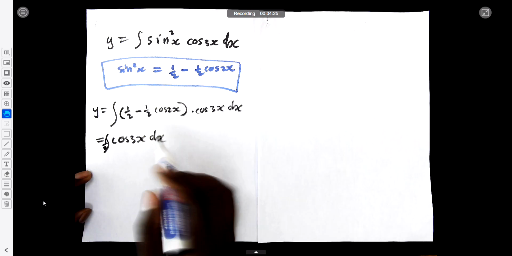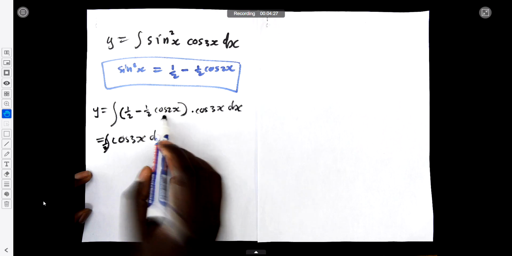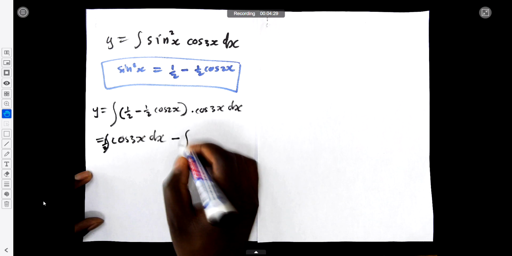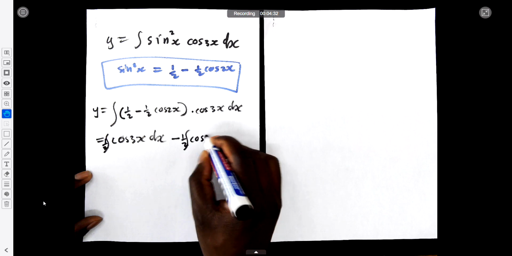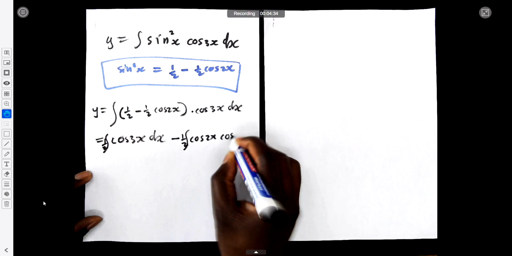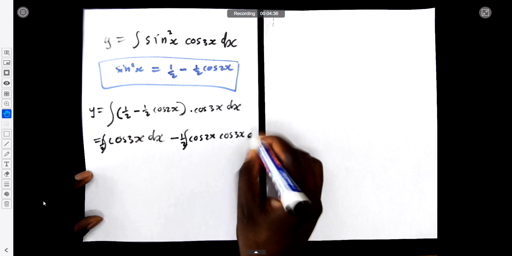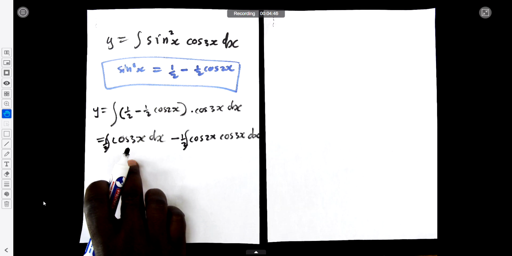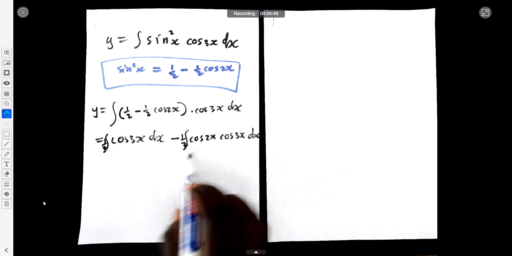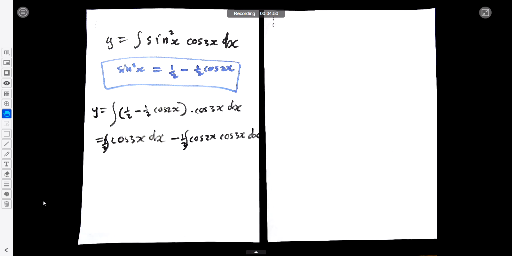Then the other one will be minus the integral of, we put a half, these two multiplying each other, cos 2x cos 3x dx. So I'm just expressing them as a sum or difference of functions accordingly. But if you want, you can have it in one bracket, having half cos 3x minus half cos 2x cos 3x. I hope that is clear.